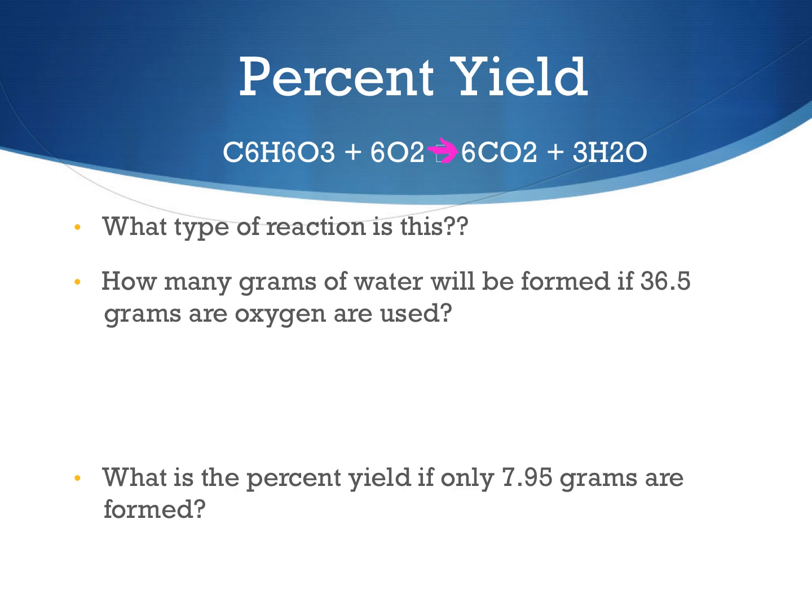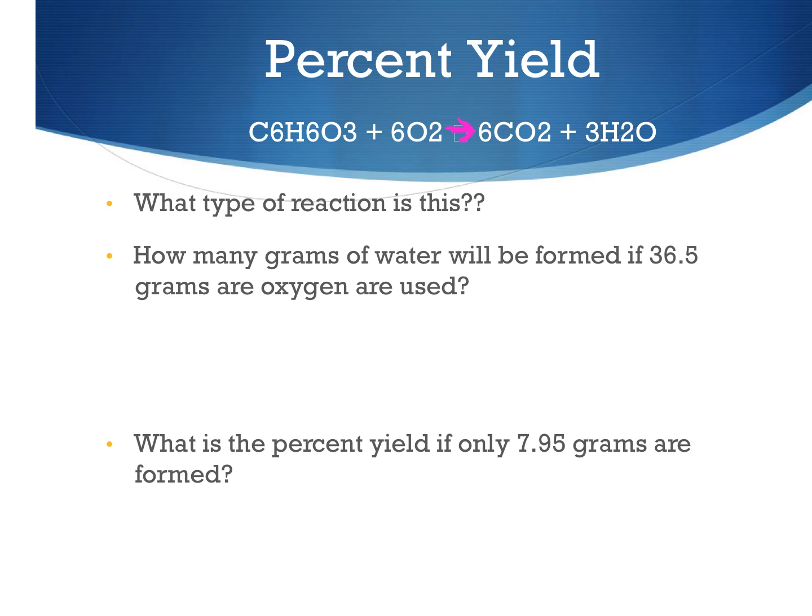This says how many grams of water will be formed if 36.5 grams of oxygen are used. So this is just a regular stoichiometry problem. But then it asks me, what's the percent yield if only 7.95 grams are formed? So this down here would be like we did it in the lab and it's the actual yield. So we're going to hold on to that and save it for a second. If my goal is to find the percent yield and I have my actual yield, I need to get my theoretical yield. I can't have a missing percentage and a missing theoretical yield.